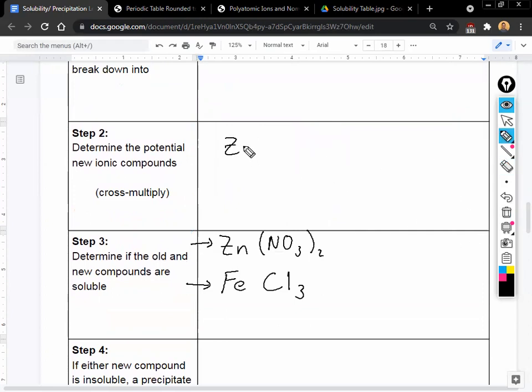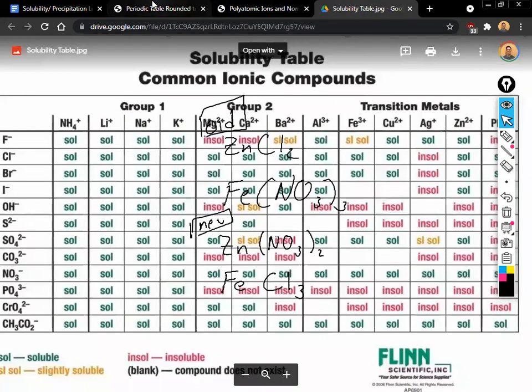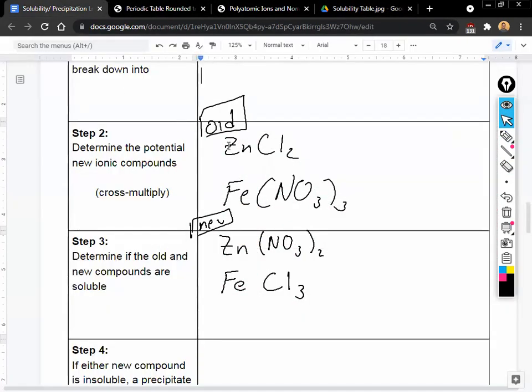So the old one was ZnCl2, and then FeNO3. Okay, so these were the old ones, and these are the new ones. We're just gonna figure out if they are soluble or insoluble. I want you guys to pull up that chart again, the solubility table, this one right here. We're gonna look at every single one of these and figure out, is it soluble or is it insoluble?